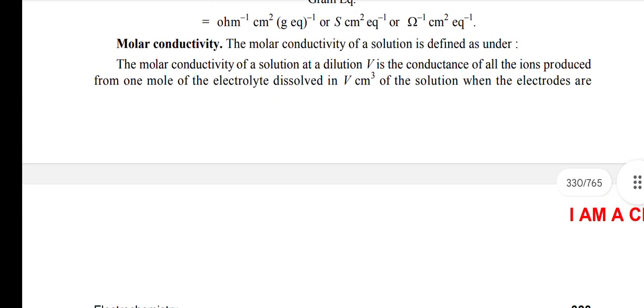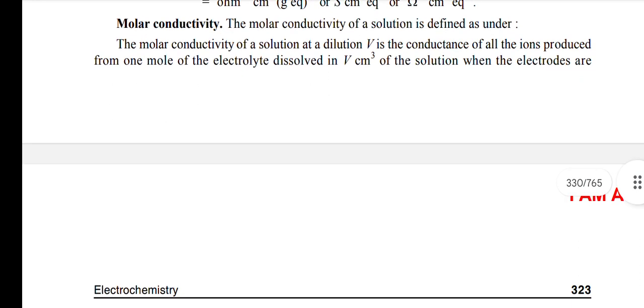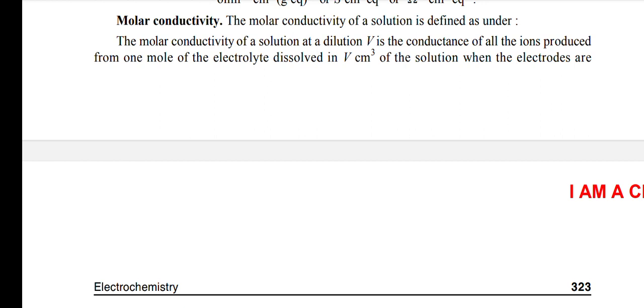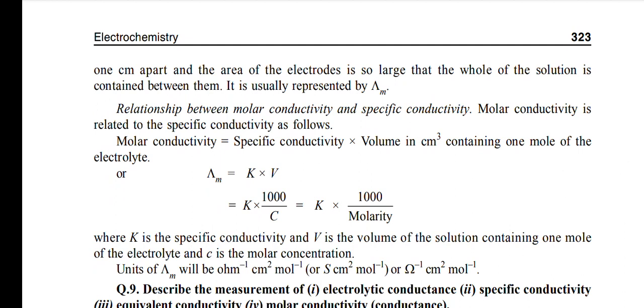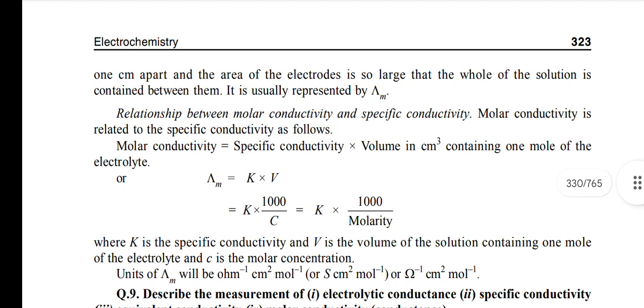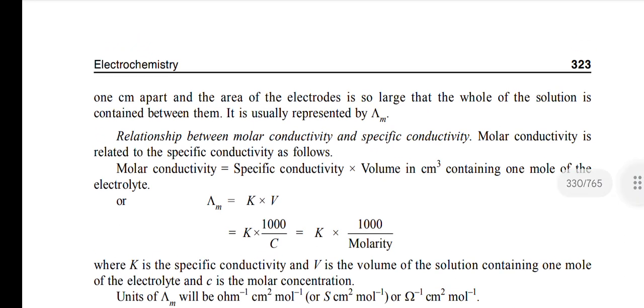Molar conductivity. The molar conductivity of a solution at a dilution V is defined as the conductance of all the ions produced from 1 mole of electrolyte dissolved in V centimeter cube of the solution, when the electrodes are 1 centimeter apart and the area of the electrodes is so large that the whole of the solution is contained between them. It is usually represented by lambda m.